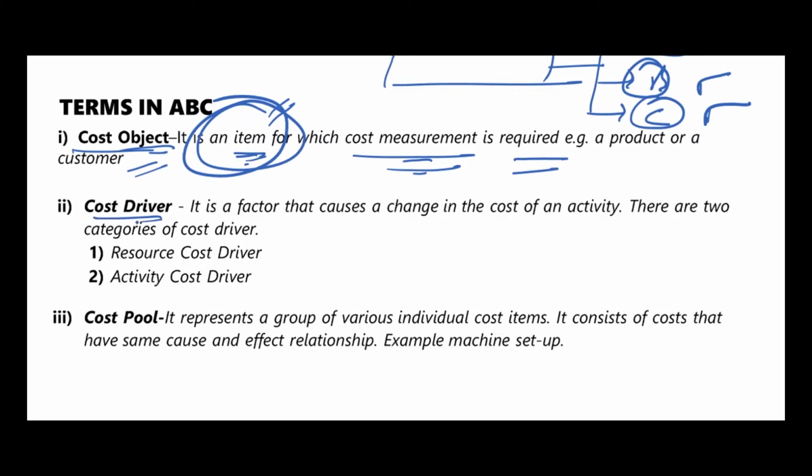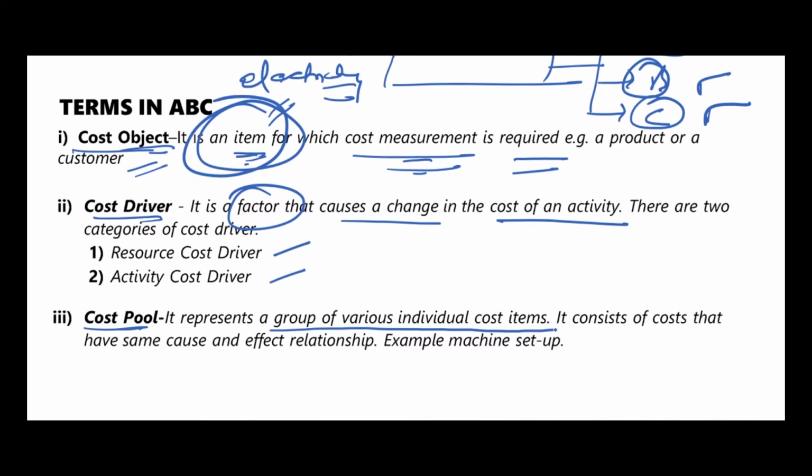Now what is a cost driver? It is a factor that causes a change in the cost of an activity. For example, there is an electricity requirement for the production line to run, so electricity will be known as a cost driver. There are basically two categories of cost driver: resource cost driver and activity cost driver, which you will learn about. Cost pool. A cost pool is a group of individual cost items.